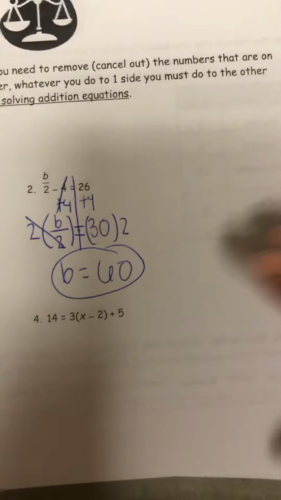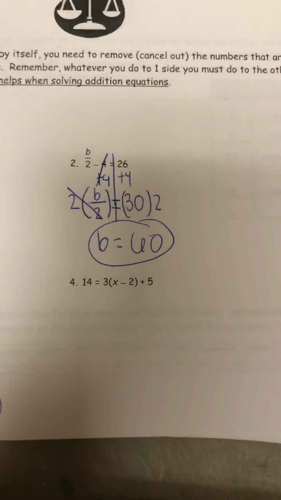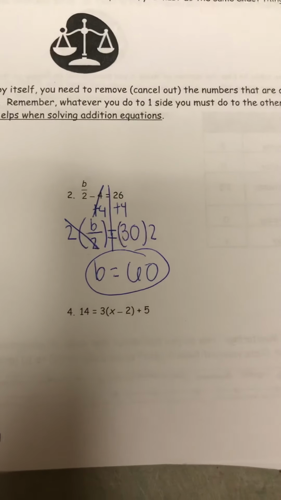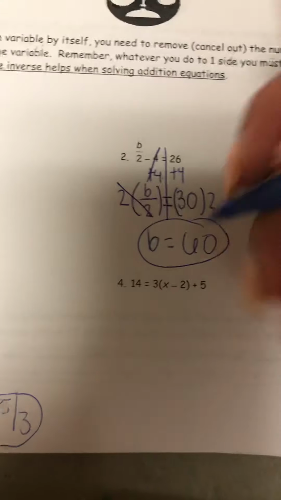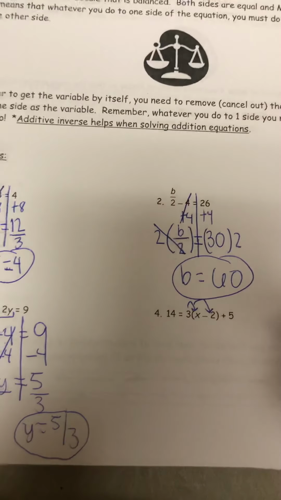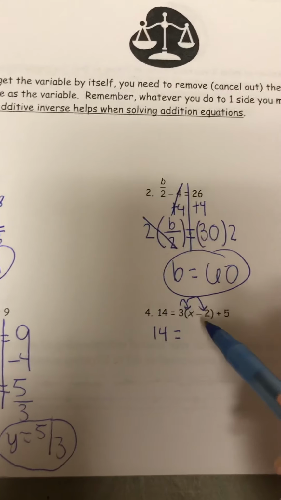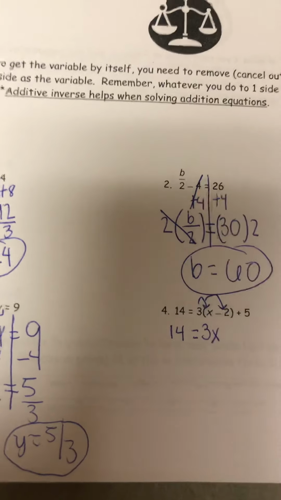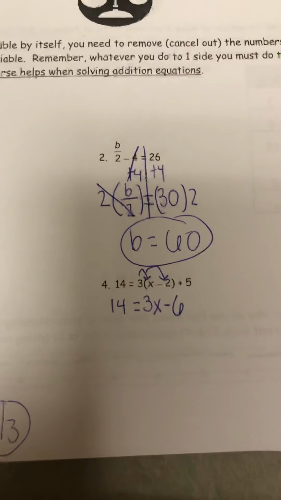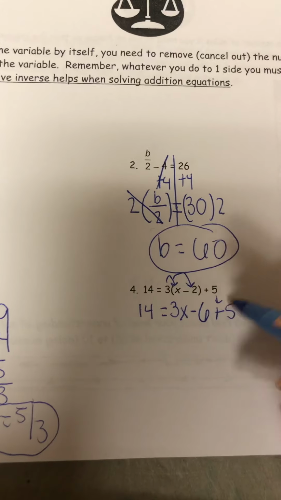All right, number 4. I have 14 is equal to 3 times the quantity x minus 2, plus 5. Now, I can do this one of two ways, but I'm going to go ahead and distribute first. That 3 gets multiplied to both terms. So that 14 will come down. 3 times x is 3x. And 3 times negative 2 is negative 6. And then that positive 5 is still being added, so that has to come down as well.